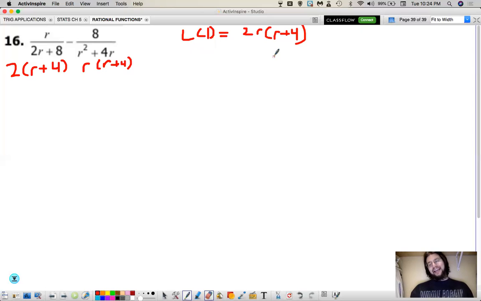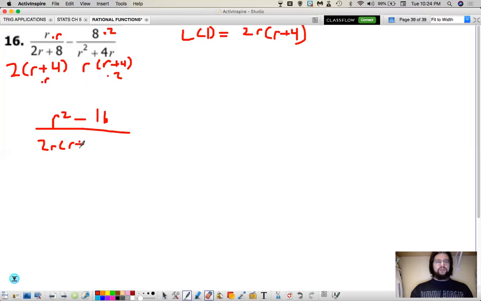There. I like putting monomials in front. I just prefer it that way. Personal preference. Is it wrong? No, because multiplication is commutative. What's this one missing? It's missing an r. What's this one missing? It's missing a 2. And you multiply r times 2, and then it's all the same. r squared minus 16 over 2r times r plus 4.